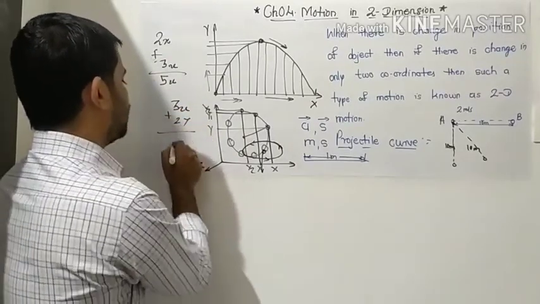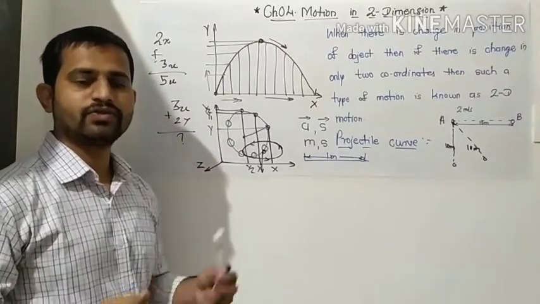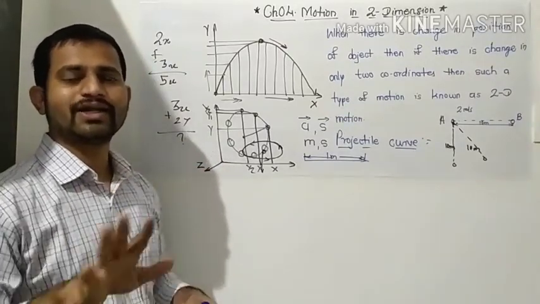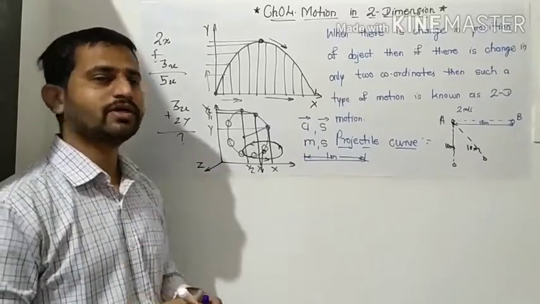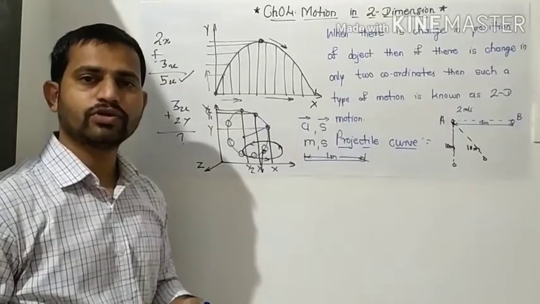But we cannot add 3x plus 2y. We are not getting any single value here. 3x plus 2y is just an expression, it is not the complete value. We cannot add these two values.